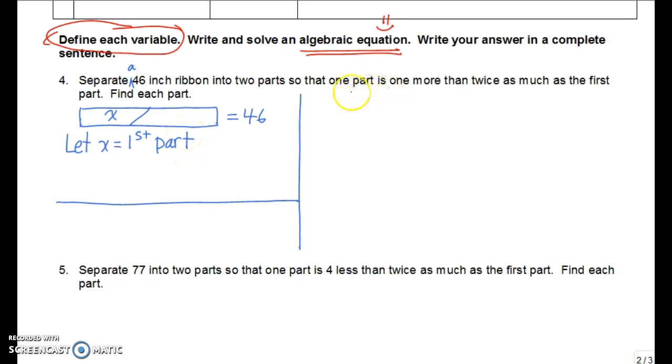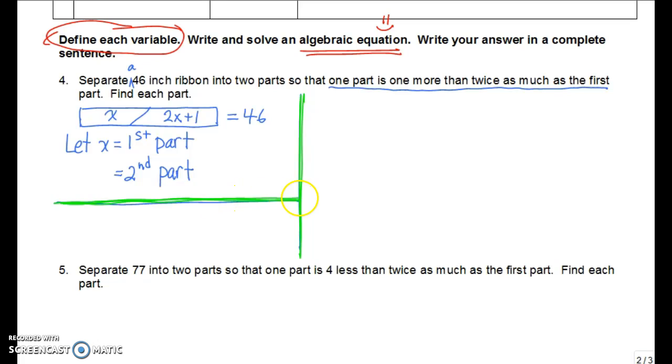Now reading carefully, one part is one more than twice as much as the first. That means that the second part, which is my second unknown, I have 2 unknowns, only one variable. Listen to that again. 2 unknowns, only one variable. The second one is 2x plus 1, twice as much as the first part, plus 1. Notice the structure that I have here, where I have this vertical line splitting the workspace into 2, and then the horizontal line in basically a 2/3, 1/3 ratio. I want you to use this structure, please.